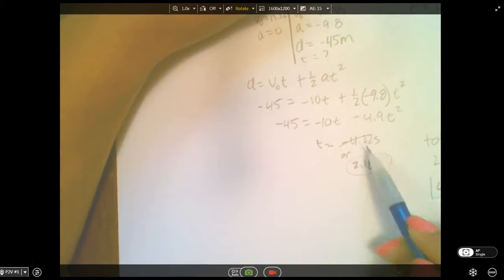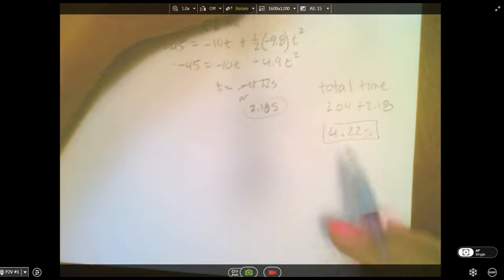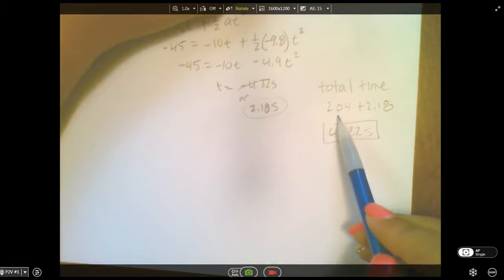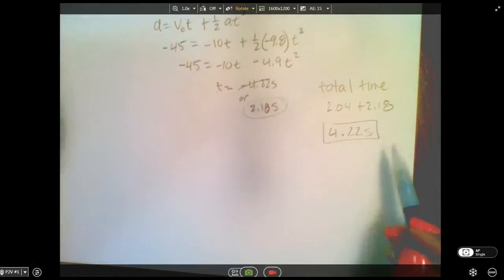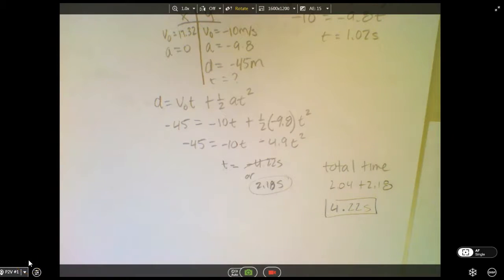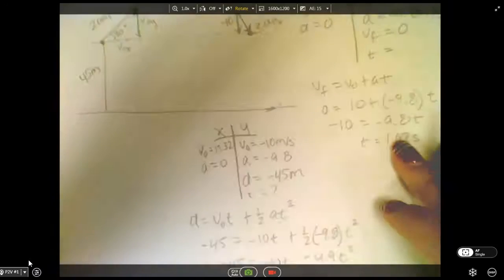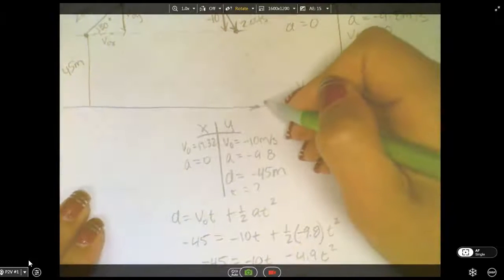And so it should be obvious that negative time doesn't make any sense, and so we have to go with the second answer. So then the total time would be the 2.04 from the first half plus the 2.18 from the second half, and you end up with 4.22 seconds. So that's part A. Okay, so part B asks us to figure out the final speed as it approaches the ground. So we talk about right before it hits the ground. So we're kind of talking about this moment right here.